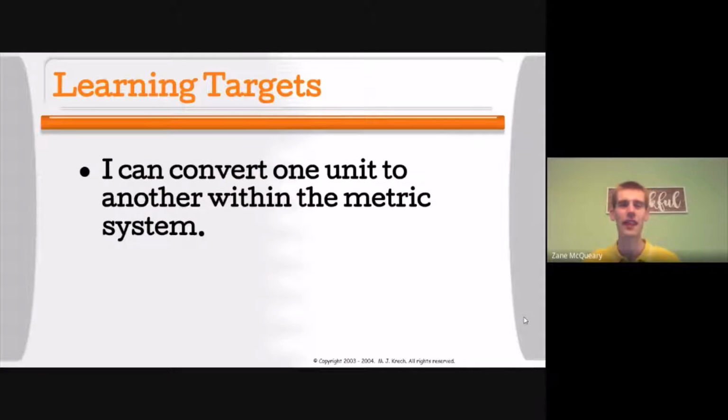Our learning target for the day is to convert one unit to another within the metric system. We're going to have problems where we go from centimeters to meters. We're going to have problems where we're going from kiloliters to centiliters and everything else in between. And we're going to try to get that skill down. And I think you're going to be pleasantly surprised how simple that can be.